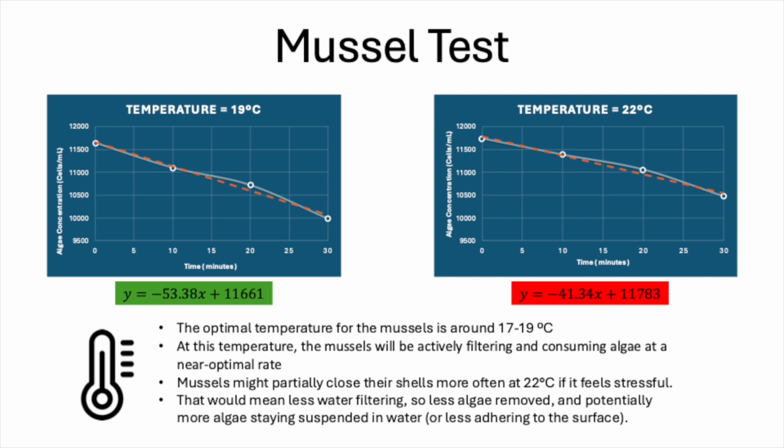This brings us to the mussel test, in which we test their behavior at different water temperatures. At 19 degrees Celsius, optimal, mussels filter efficiently, with high algae removal and frequent shell opening. At 22 degrees Celsius, ambient, thermal stress causes more shell closures, lower filtration, and higher residual algae. This highlights the need to maintain a preference of 19 degrees Celsius for peak biofiltration.